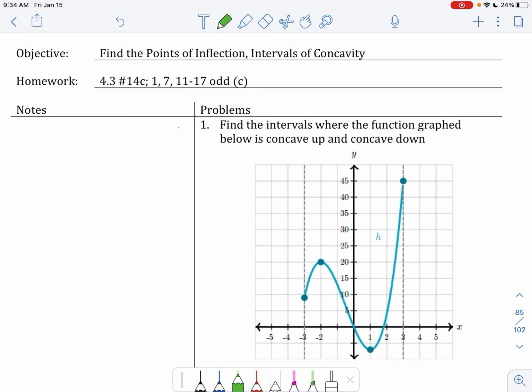And now we're going to be looking at our first lesson of semester 2. We're going to be talking about points of inflection and intervals of concavity. So that's a lot of vocabulary and we will definitely get there.